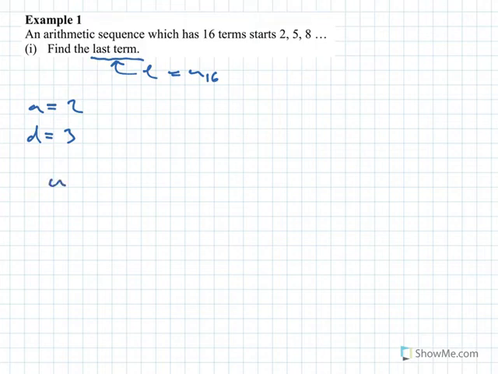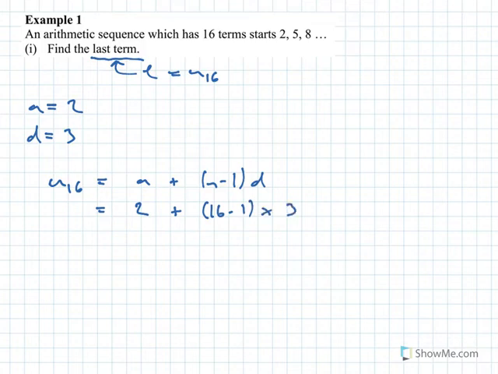So U16 is equal to, well, the formula is A plus n minus 1 lots of D. In this case, that is 2 plus, okay, so I'm on the 16th term, so I need to do 16, take away 1, and then I need to times that by the common difference, which is 3. So that's going to give me 2 plus 15 times 3, and altogether that's going to give me 47.